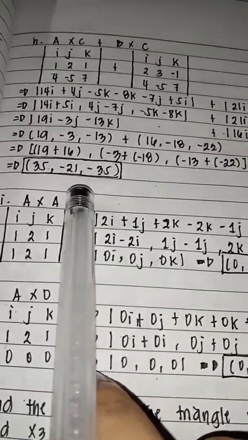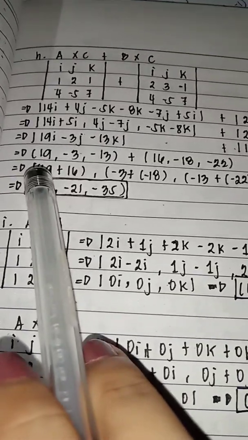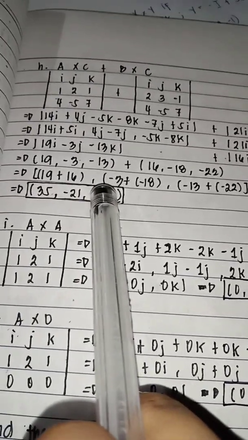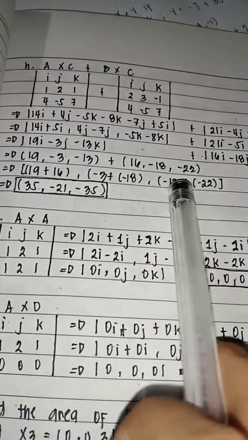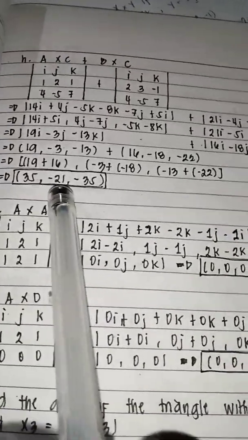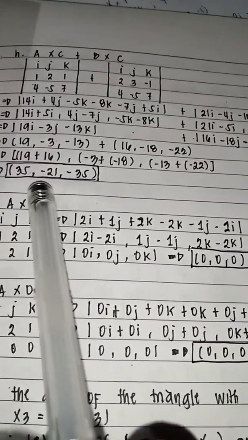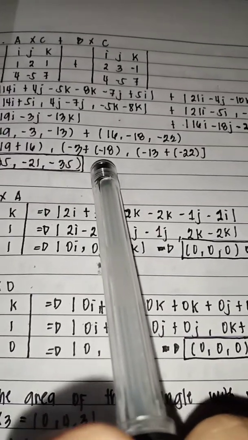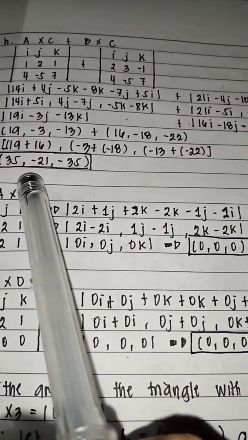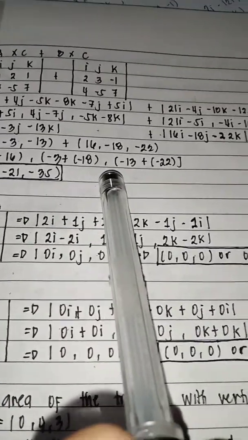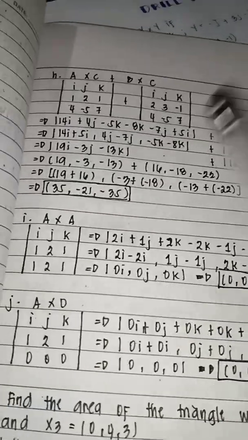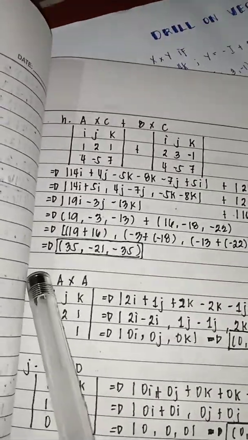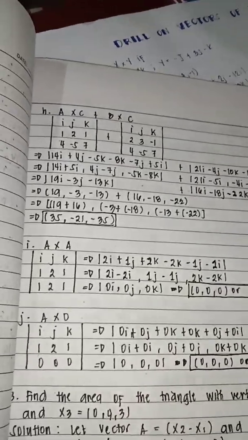So now, we will add 19, negative 3, and negative 13 to 16, negative 18, negative 22. So 19 plus 16 is equal to 35. Negative 3 plus negative 18 is equal to negative 21. Negative 13 plus negative 22 is equal to negative 35. So the answer of letter H is 35, negative 21, negative 35.